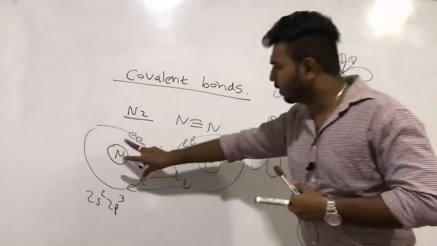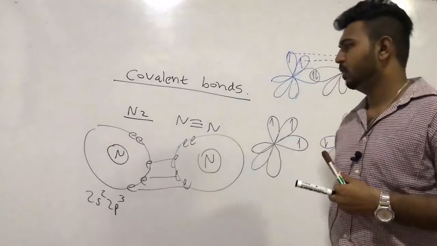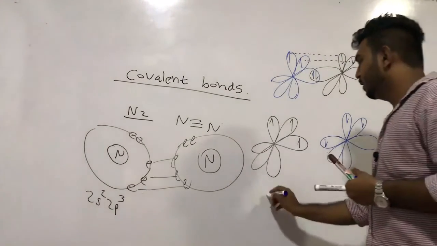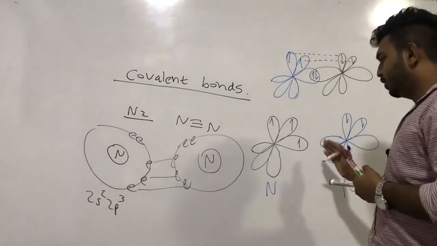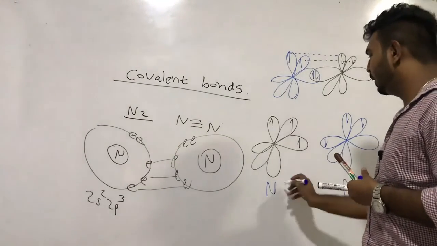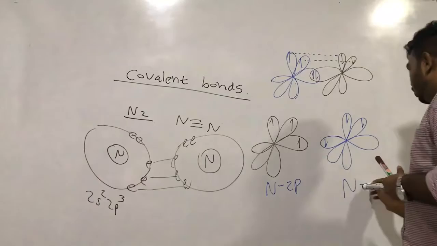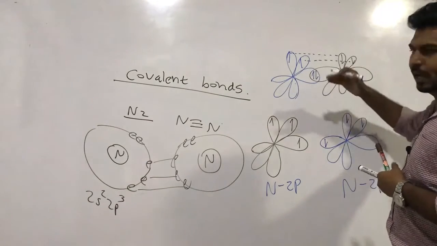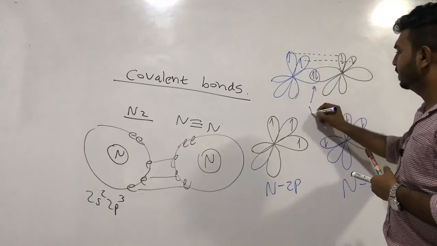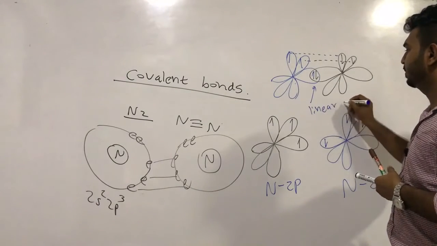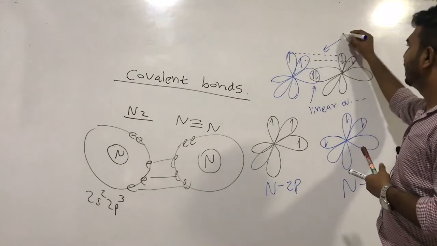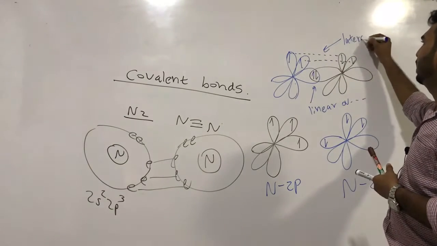So first, draw the rough idea. Then the two orbitals of nitrogen. This is 2p orbital of nitrogen. Then draw this finally and show this as linear overlapping, and this as lateral overlapping.